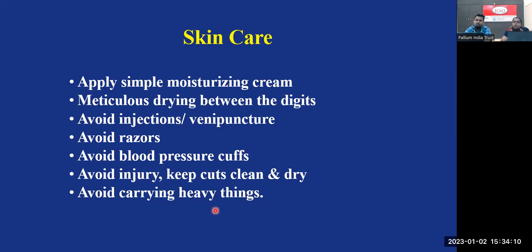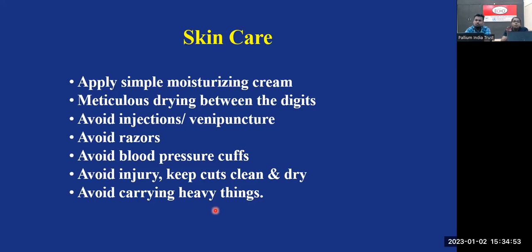Then tell the patient not to take any injections or any venipuncture on that area, because if any infection develops, there is a chance of cellulitis. Avoid ulcers, avoid blood pressure cuffs. These all will affect the collaterals. And avoid injury. If there is an accidental injury, a small cut, they have to keep that area clean and dry. If there are any signs and symptoms of inflammation, they should go to the doctor and take a course of antibiotics. Otherwise, cellulitis will develop.